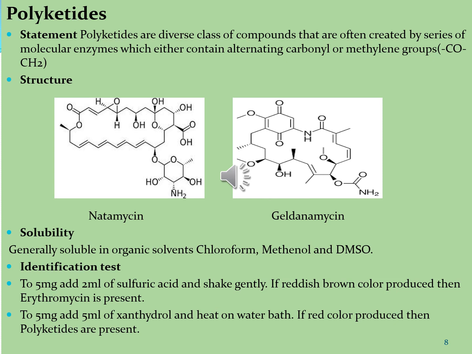Polyketides are insoluble in water. However, they are soluble in organic solvents, and those solvents are chloroform, methanol, and dimethyl sulfoxide. Now we see the identification tests through which we can observe and confirm the presence of polyketides. In the first test, we take the sample, that is 5 mg, add 2 ml of sulfuric acid, and shake gently. If a reddish brown color is produced, it means erythromycin is present, which is in the class of polyketides. In the second test, we take 5 mg of sample extract and add 5 ml of xanthydrol and heat on a water bath. If a red color is produced, it means polyketides are present.